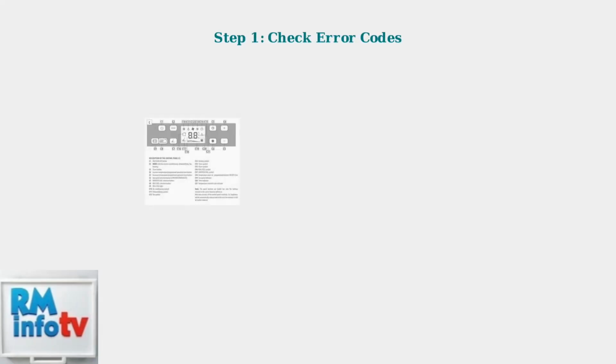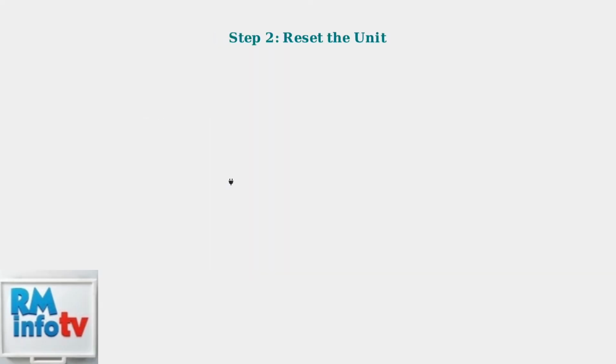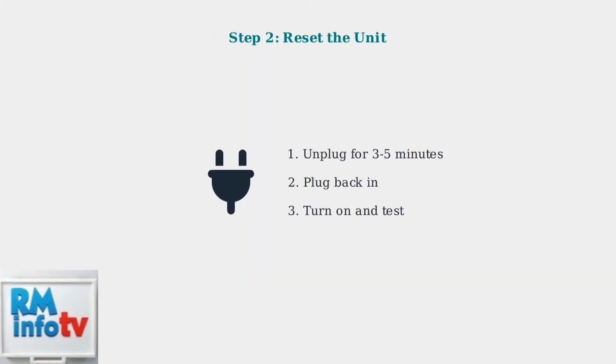First, check your unit's display for error codes. The control panel will show specific codes that indicate different problems. HL means the water tank is full, while PF indicates a sensor issue. Try resetting the unit by unplugging it for 3 to 5 minutes. This clears any temporary glitches and allows the internal systems to reset completely.